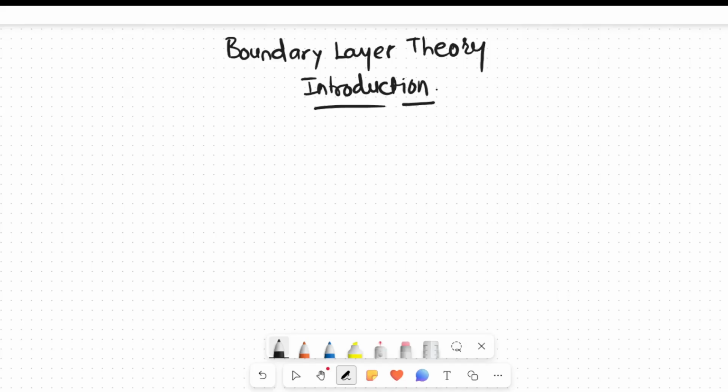Hello friends, let us go to the next topic in fluid mechanics. This topic is boundary layer theory in various university examinations related to mechanical and civil engineering. Also, in the GATE examination, it has a good weightage. Let's talk about boundary layer theory.